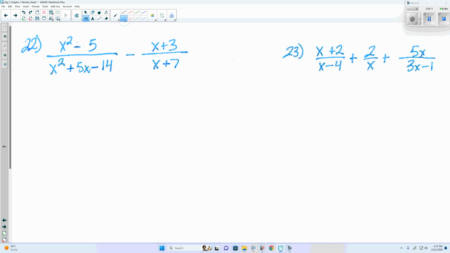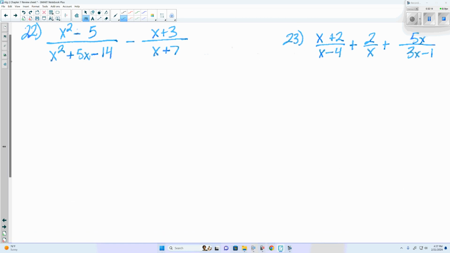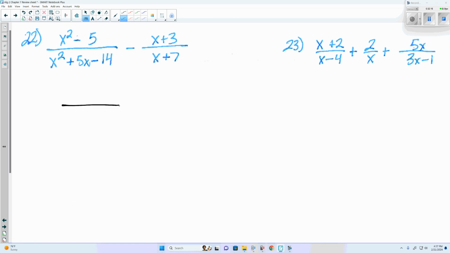(22). So if the denominators are not the same, we need to get them to be the same. And before we do that, we need to factor. Now, x plus 7 is not factorable. There's no greatest common factor, no sets of parentheses.